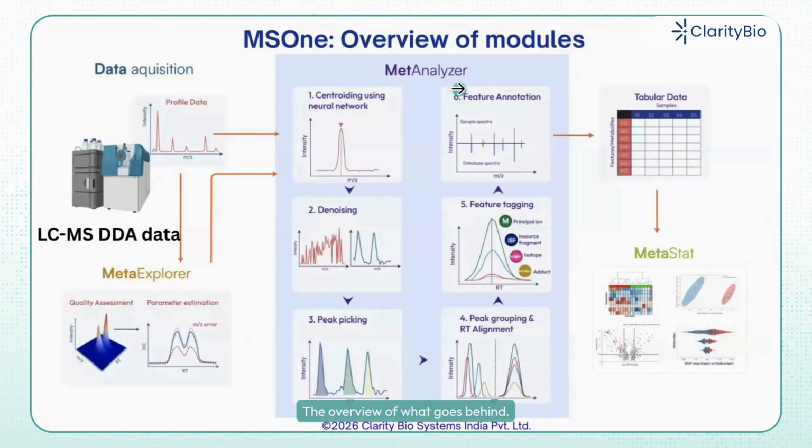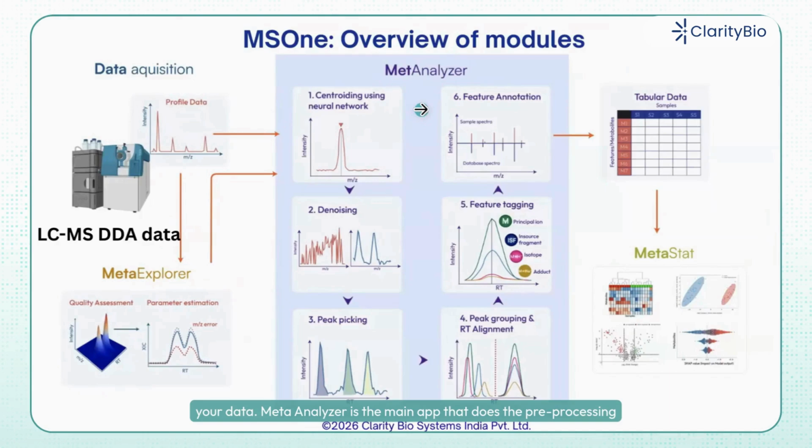The overview of what goes behind. Once you acquire data, the raw data is to be converted into mzML open format. And that data then can be explored, or you can examine that data using various tools in Meta Explorer. So there are 3 apps that are part of MSOne. Meta Explorer is an optional app which you can use to explore your data.